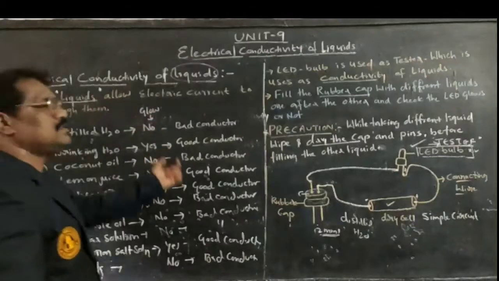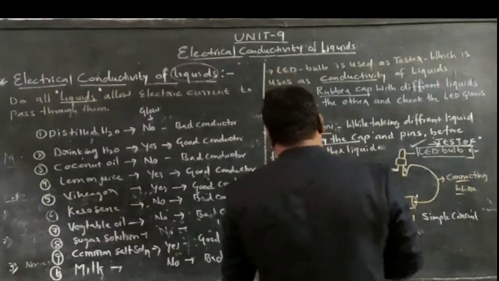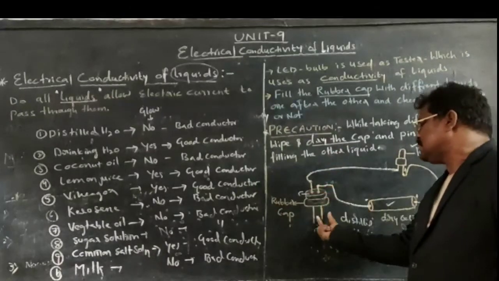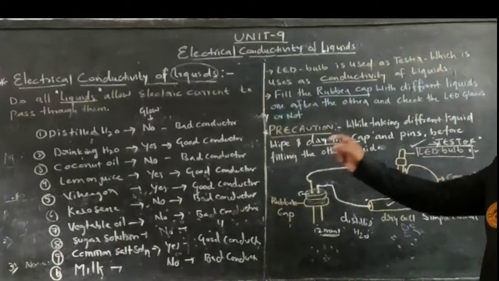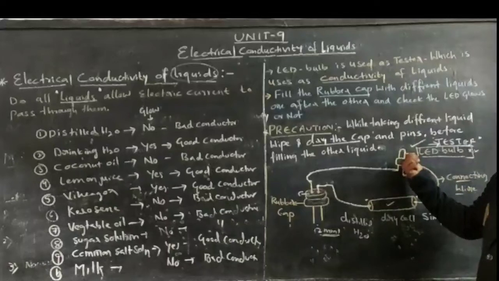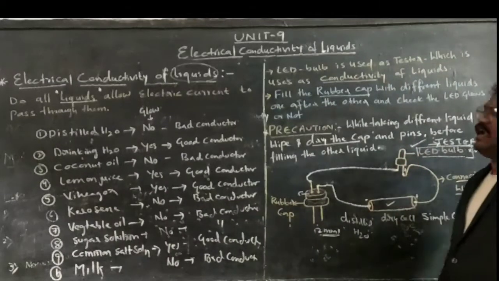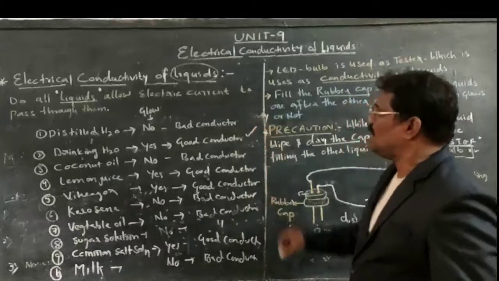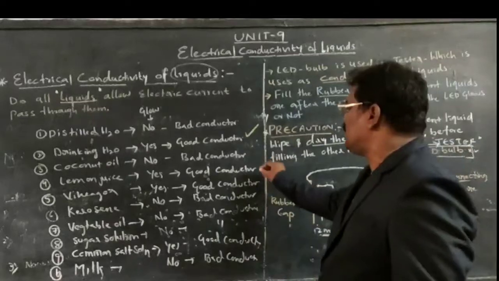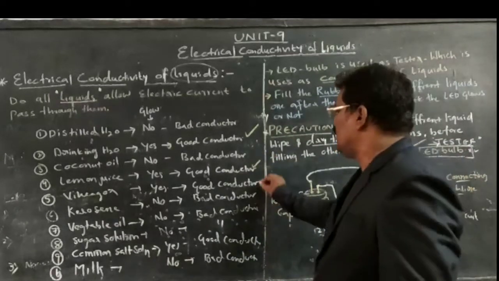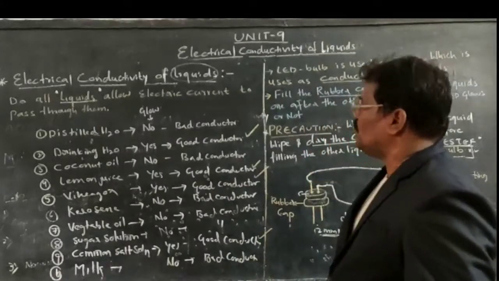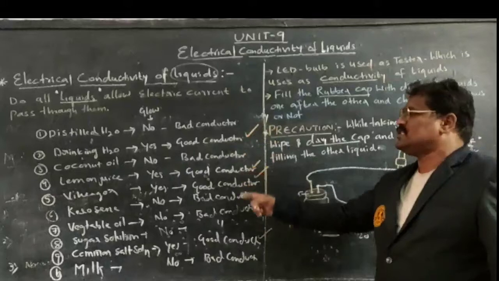In that way, for various liquids, whenever we change and add a particular liquid into this rubber cap and touch these two pins, we can observe that depending upon the nature of the substances, the LED bulb will glow. As the bulb is glowing, we identify that one as nothing but what? A good conductor. Here, what are the good conductors? Drinking water is a good conductor. Lemon juice is a good conductor. Vinegar is a good conductor. Common salt solution is a good conductor. Few examples are taken there.